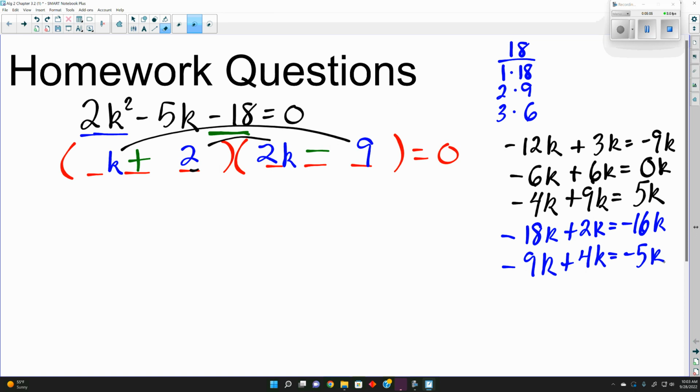But does that kind of make sense? So we could flip the terms, but we have to switch both of the k's and both of our numbers. Or we can just change the signs. So it's a little bit easier to flip the signs.